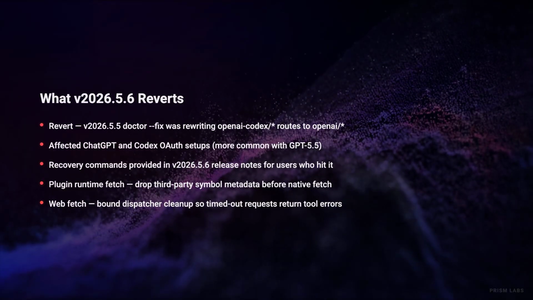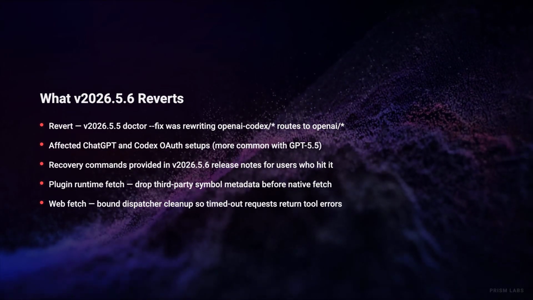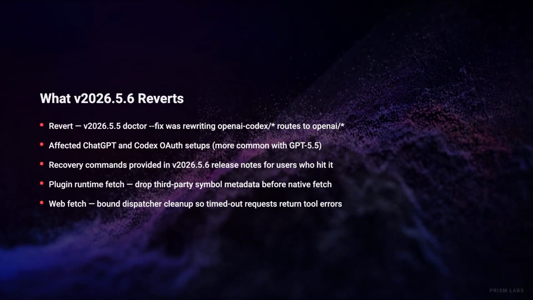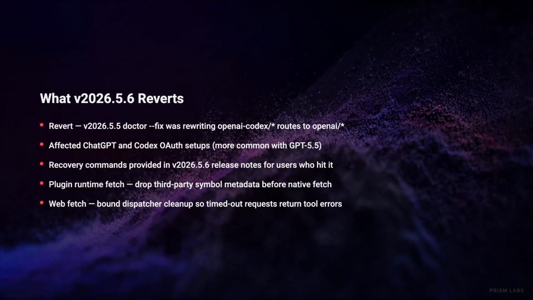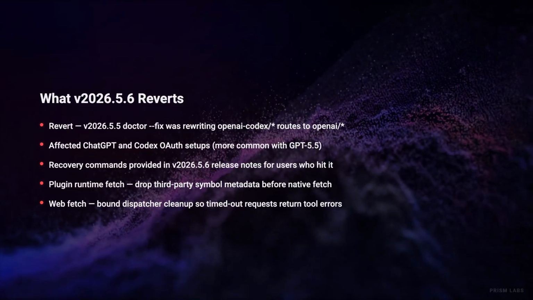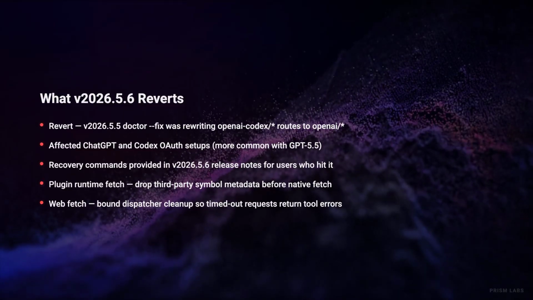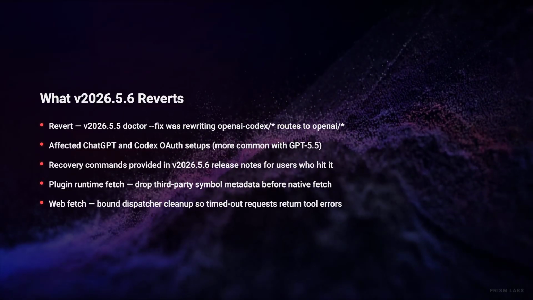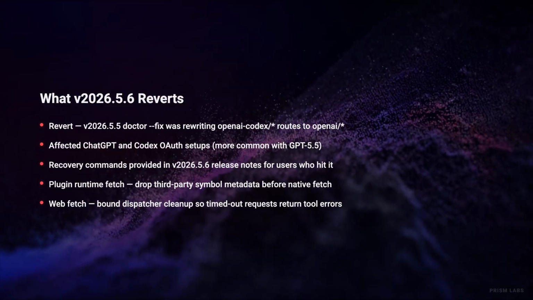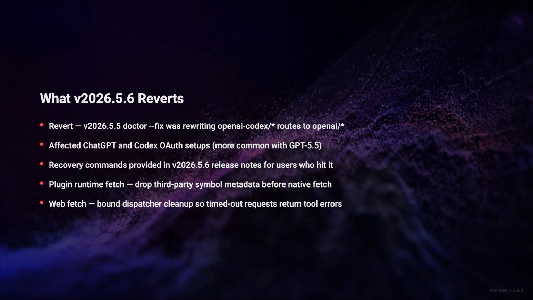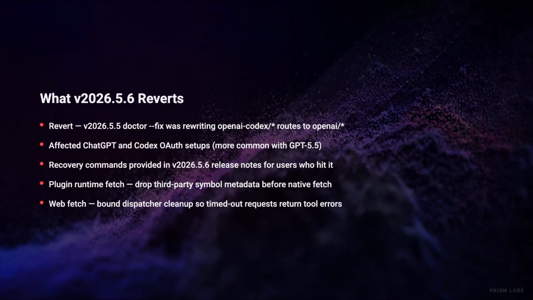v2026.5.6 reverts that change. If you already ran the broken command on v2026.5.5, the release notes link to recovery instructions that walk you through restoring the correct route format. The other 3 v2026.5.6 fixes are smaller but worth knowing about. A plugin runtime fetch fix that drops third-party symbol metadata from request headers before they hit native fetch or headers, preventing SDK rejection of valid plugin requests. A debug proxy normalization fix that addresses the same root cause when the proxy replays captured requests, and a web fetch dispatcher cleanup so timed-out requests return proper tool errors to the gateway instead of leaving tool lanes hung in a guarded state. Tight, focused patch.